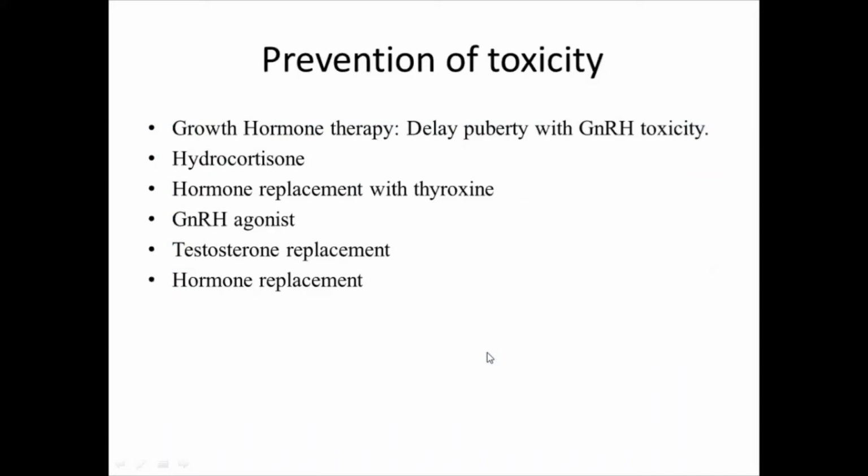So how can we prevent these endocrine toxicities? We can give growth hormone therapy or delay puberty with GnRH, hydrocortisone, hormone replacement with thyroxine, GnRH agonist, testosterone replacement, and hormone replacement.